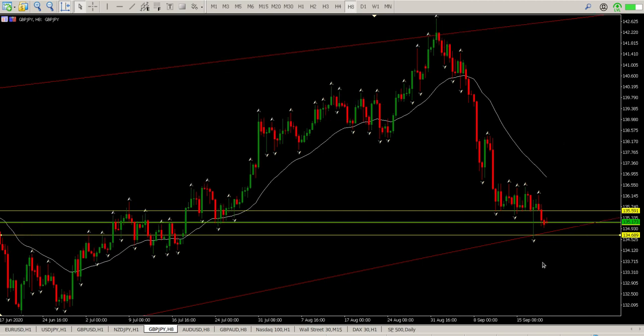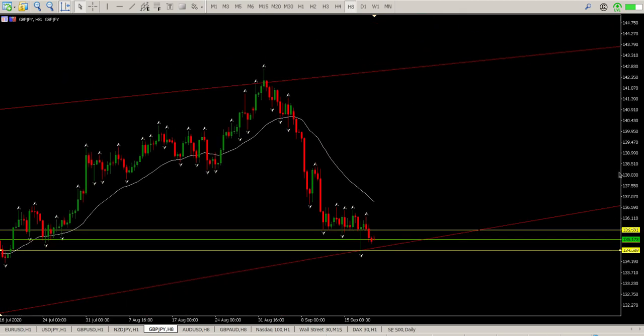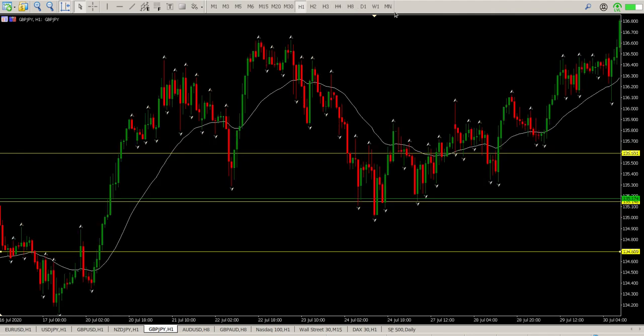Over there, you can see that's pretty much where we bounced off. We are in a bit of a wedge, so for me, what I'm looking for is bounces to the upside to sell off. Okay.